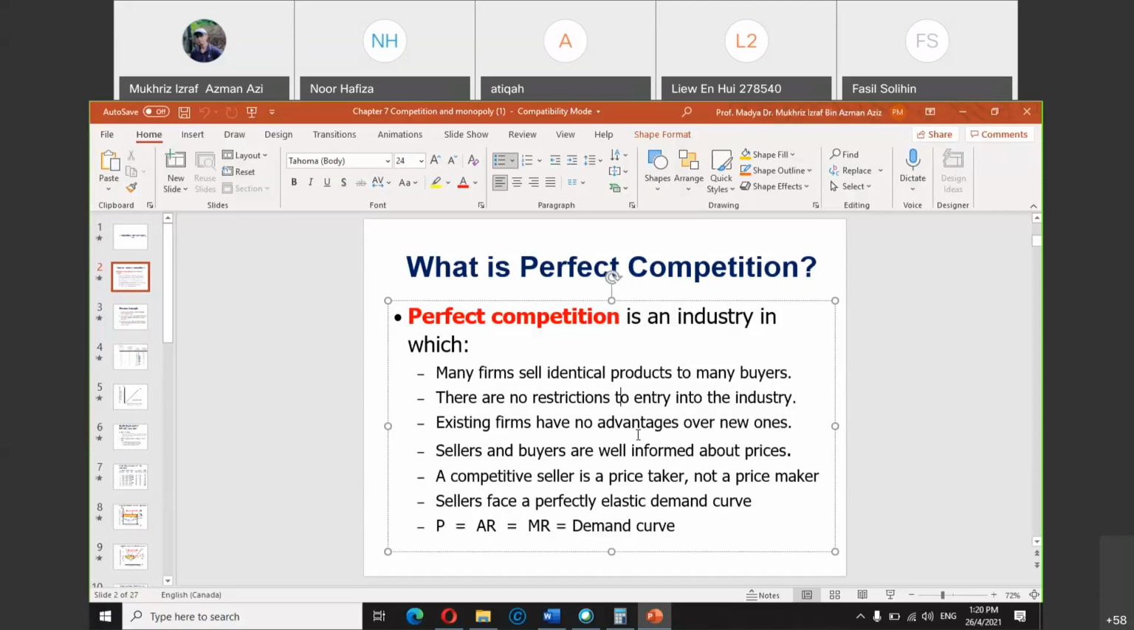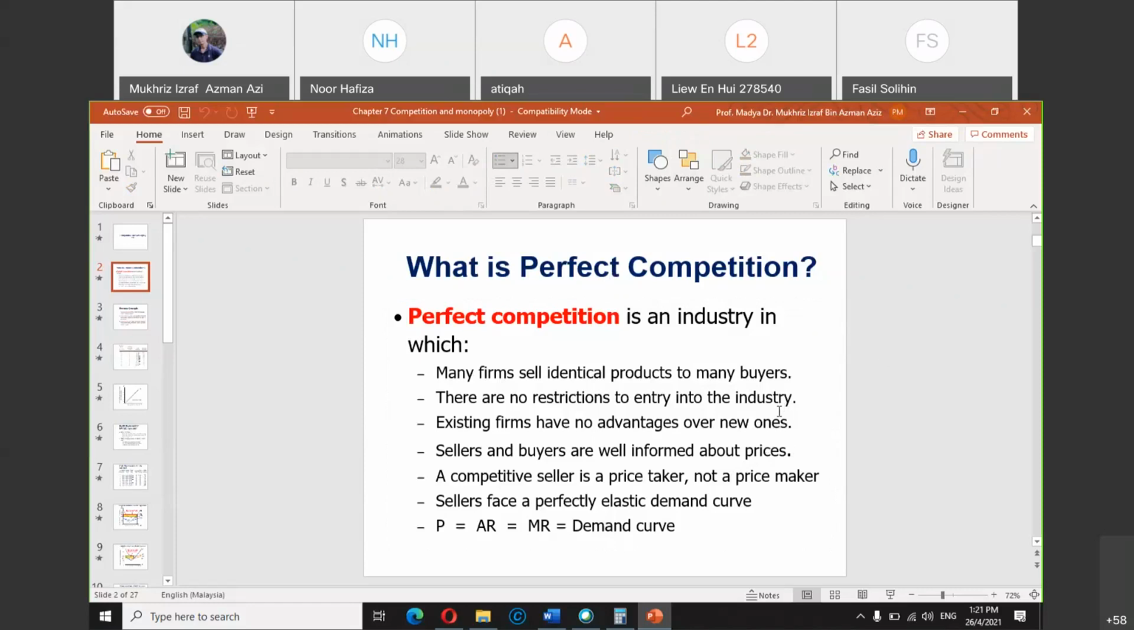But in terms of theory, existing firms have no advantage, and buyers and sellers are well informed about prices. So I think now it is more relevant, because you can check prices online, and you can sort or filter if you do your shopping online on any website. Most websites nowadays, you can even select prices. So you can sort prices from low to high. So you know who is selling a similar product at a higher price or at the lowest price possible.